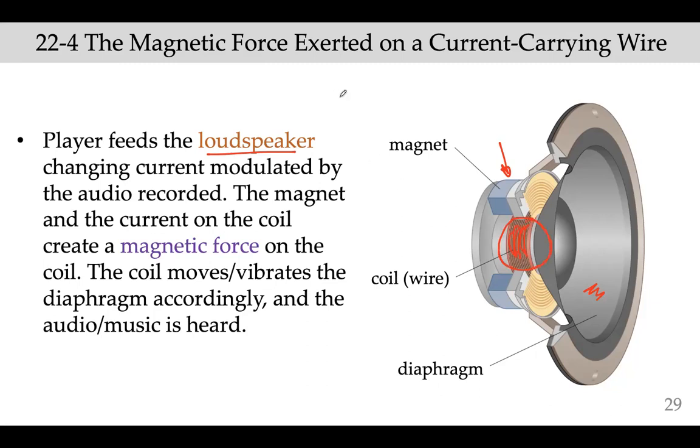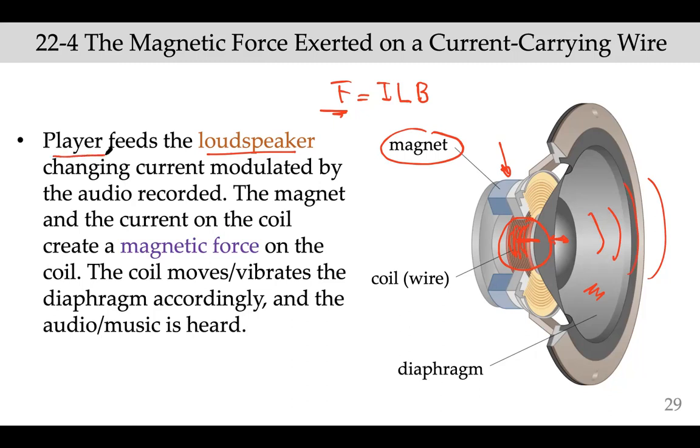Now what we learned: if there is current in the wire, and the wire has some length, and if there is magnetic field, which in this case is created by the magnet, then there's force on this wire. So there will be magnetic force on this wire, and that force will come and go, and it will move this wire, the coil, and in turn that wire is connected to the diaphragm, so the diaphragm will move in and out, and it will create sound. So this is how sound is created.